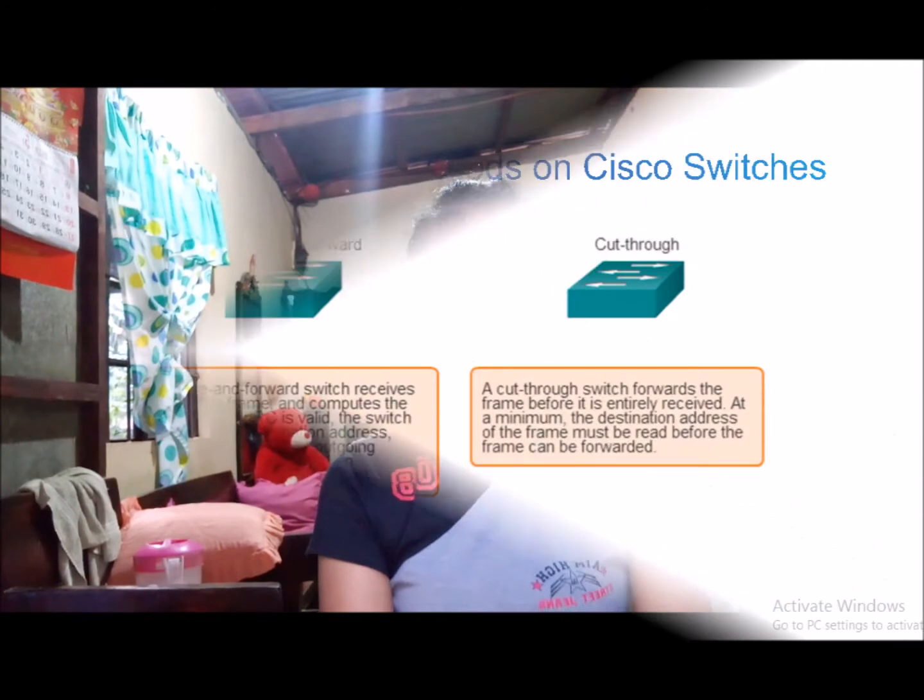Frame forwarding methods on Cisco switches. A store-and-forward switch receives the entire frame and computes the CRC. If the CRC is valid, the switch looks up the destination address, which determines the outgoing interface. The frame is then forwarded out the correct port. A cut-through switch forwards the frame before it is entirely received. At a minimum, the destination address of the frame must be read before the frame can be forwarded.